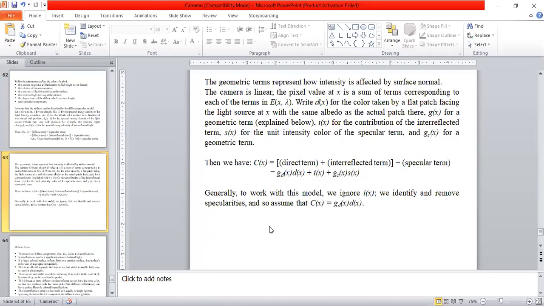Again, the geometry terms represent how the intensity or the pixel value is affected by the surface normal. We also discussed that when there is an irregularity in the surface, the normal will be varying. That's why we estimate with respect to the surface normal. The camera is always linear, which means that whatever information is available on the incoming light ray, the same will be captured. So the pixel value at a particular point x is considered to be a sum of two primaries.